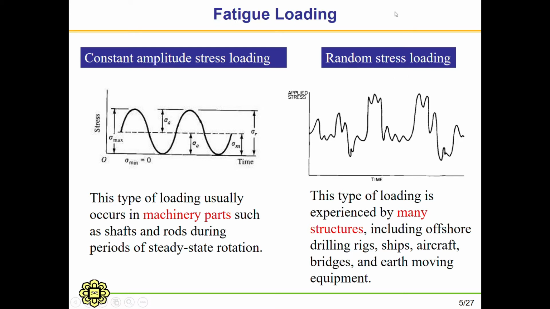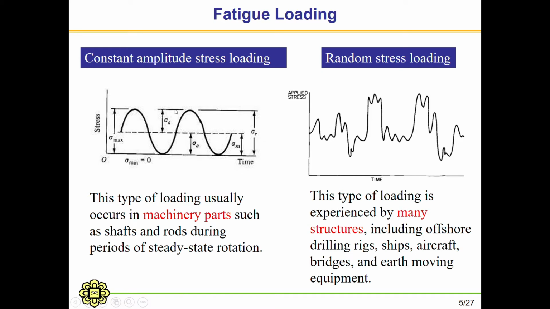Okay, let's take a look at the random stress loading. This type of loading is experienced by many structures, including offshore drilling rigs, because of the waves of the ocean, and ships, the same, and aircraft due to interaction between the turbulence, the gas load, and so on, the same with bridges and earth-moving equipment. If you see, the applied stress is not constant, that's why we don't say constant amplitude, but it is random, because it can be at this point and then it can reach this point, and it's not consistent along the way of time.